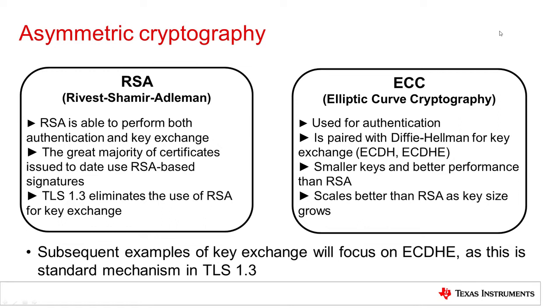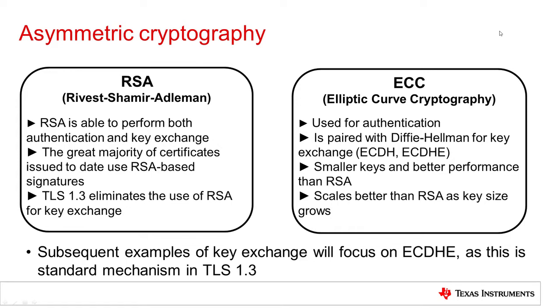RSA is able to perform both authentication and key exchange, and historically the great majority of certificates issued used RSA-based signatures. However, TLS 1.3, which is the latest release of the key internet security protocol, is eliminating the use of RSA for key exchange and retaining it only for certificate signing.